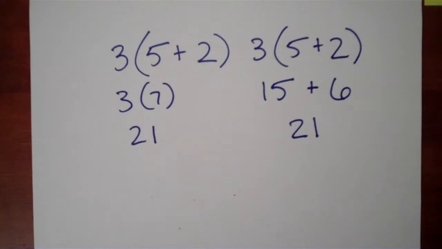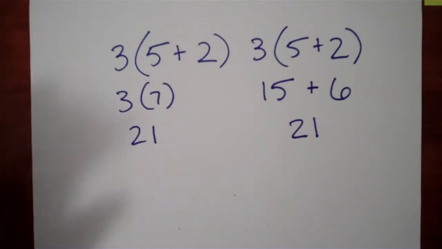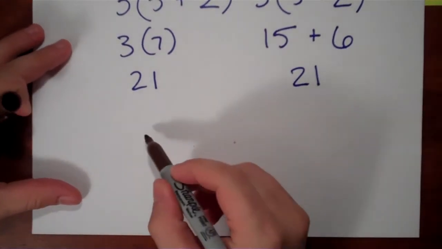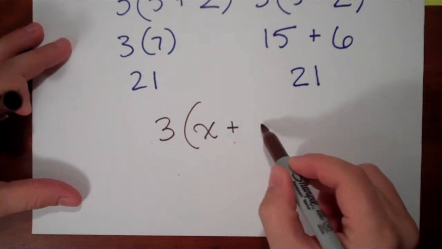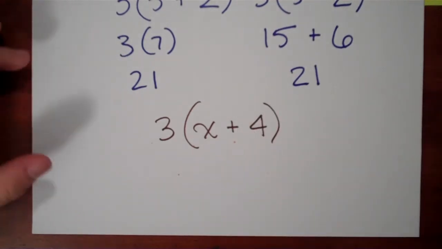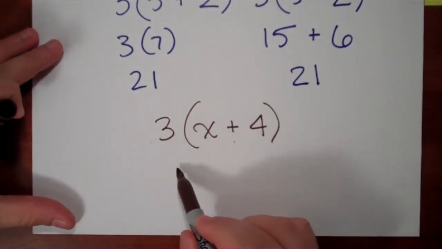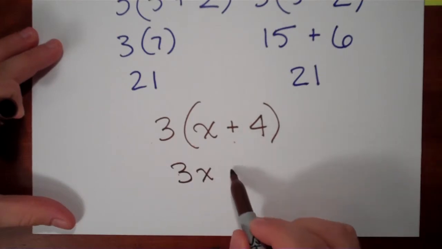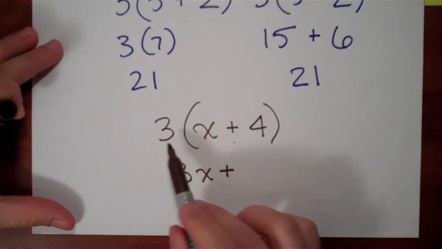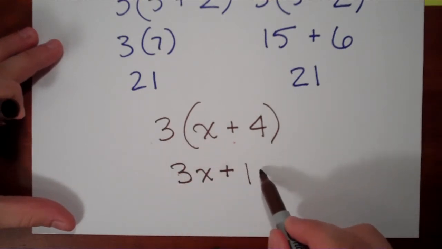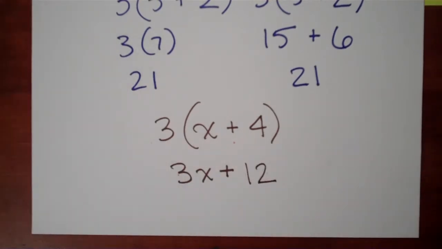But when we start adding variables in, that's when it gets tricky. So let's say we have this one here: 3 times x plus 4. I'm going to distribute the 3, bring down our same plus sign, and then distribute the 3 to the 4 as well. 3 times 4 would be a total of 12. So when you distribute this, we end up with 3x plus 12.